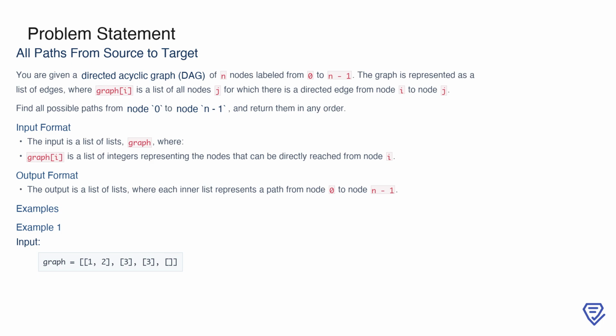For example, if graph[i] contains j, k, it means there are directed edges from node i to nodes j and k. The goal is to return all these paths as a list of lists, where each inner list represents one valid path from the source to the target node. The output order does not matter, as long as all valid paths are included. Let's take a look at some examples to better understand this setup.